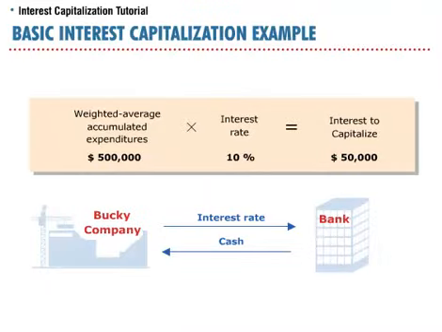Now that we have calculated the weighted average accumulated expenditure, we multiply this amount by the appropriate interest rate. In the case where the company has borrowed to finance construction, we use the interest rate on that borrowing. In the Bucky Company example, we previously calculated the weighted average accumulated expenditures to be $500,000. If the interest rate on the loan is 10%, we multiply the weighted average accumulated expenditure of $500,000 by this 10% to get $50,000, which equals the amount of interest to capitalize.